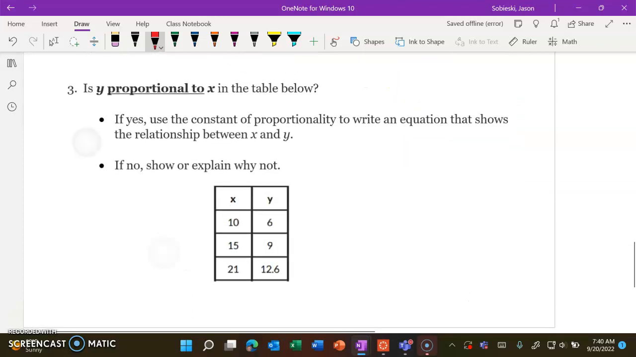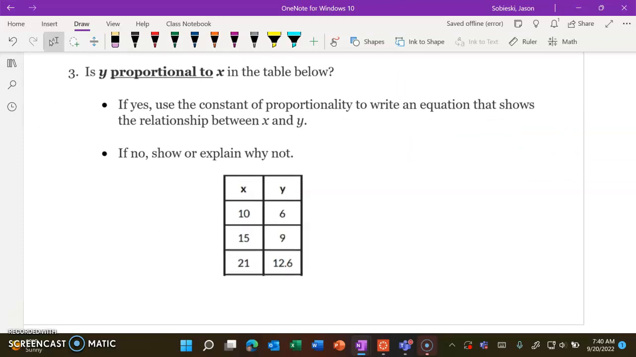Question 3, our final question on our study guide. Is y proportional to x in the table below? Okay, if it is, please use an equation to write the relationship. If not, show or explain why not.